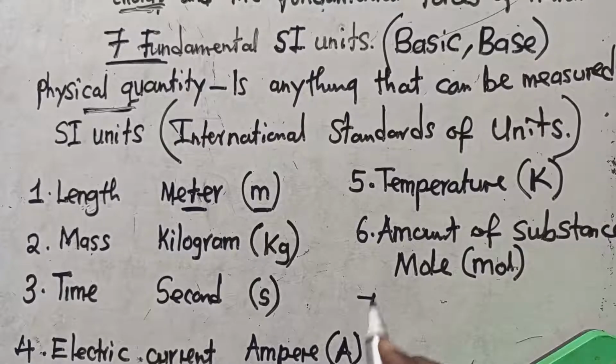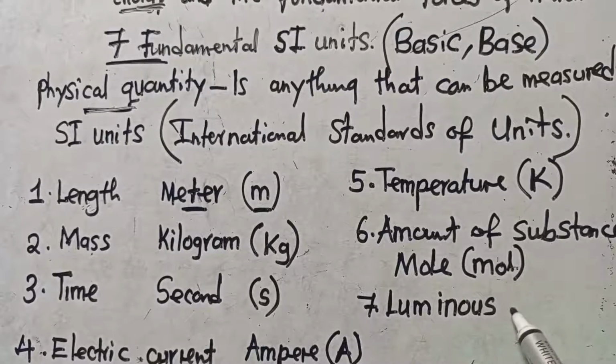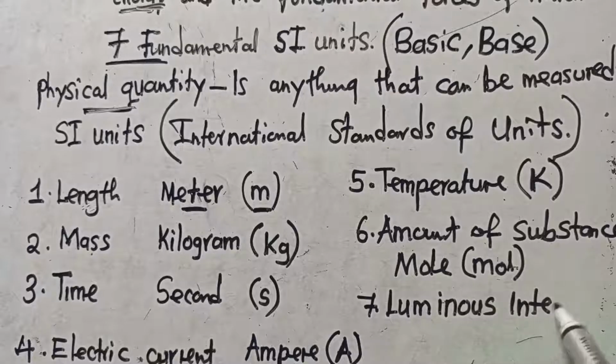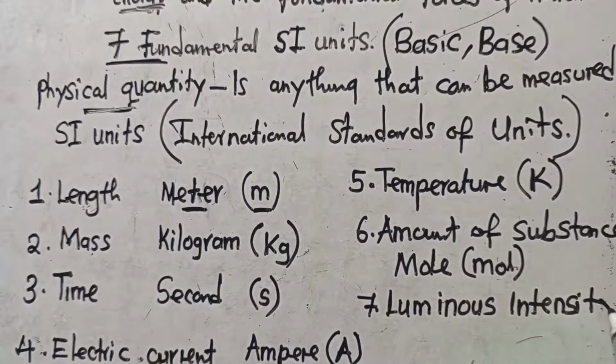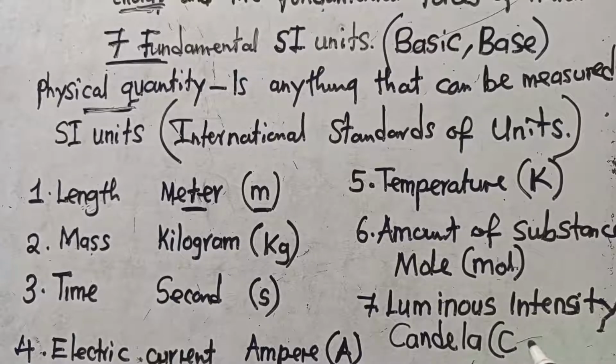The last one that you need to know and understand. So the last one that each student needs to know and understand is called luminous intensity. Some people call it light intensity, so we can call it luminous intensity. The SI unit for this physical quantity is called candela. That is the name, candela. What is the symbol? Capital C and small d, like this.